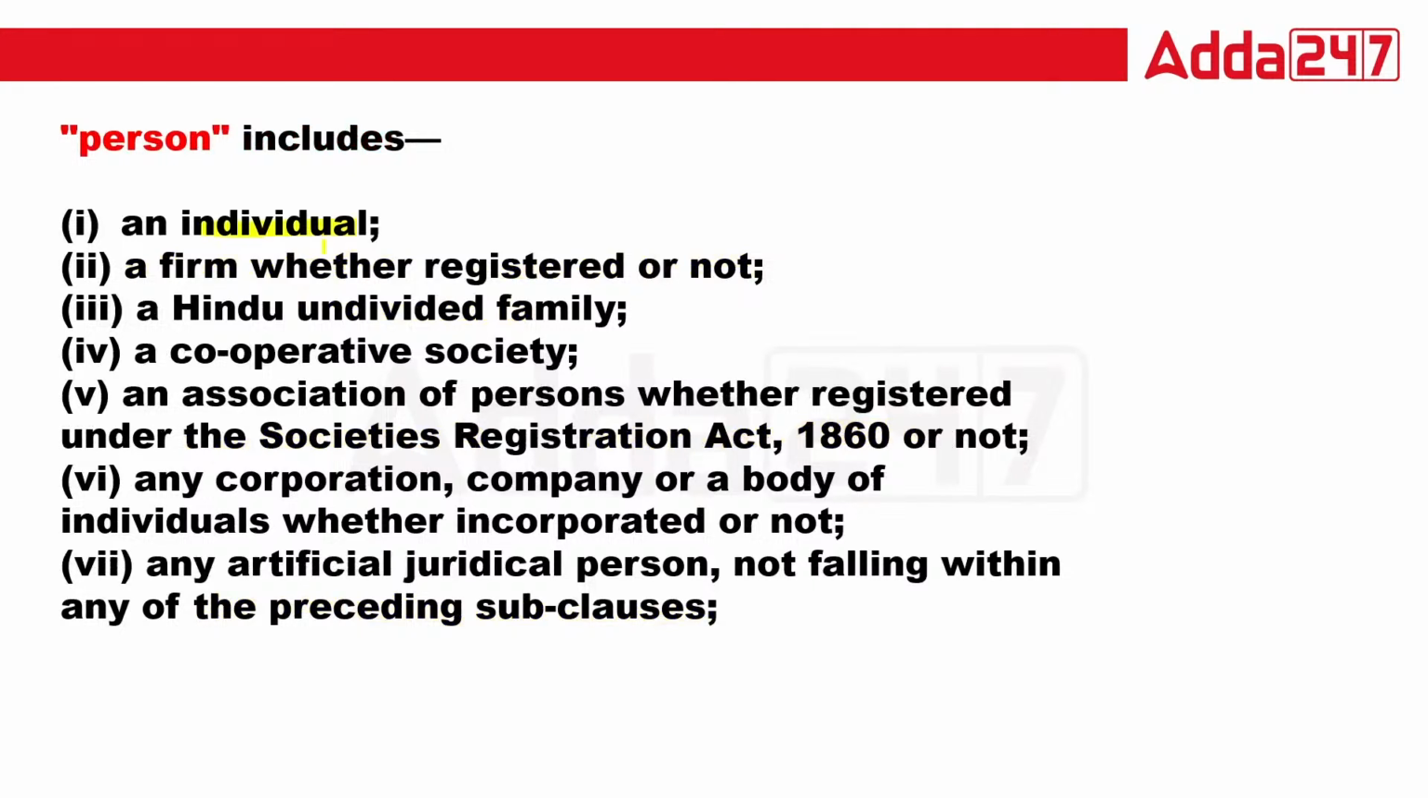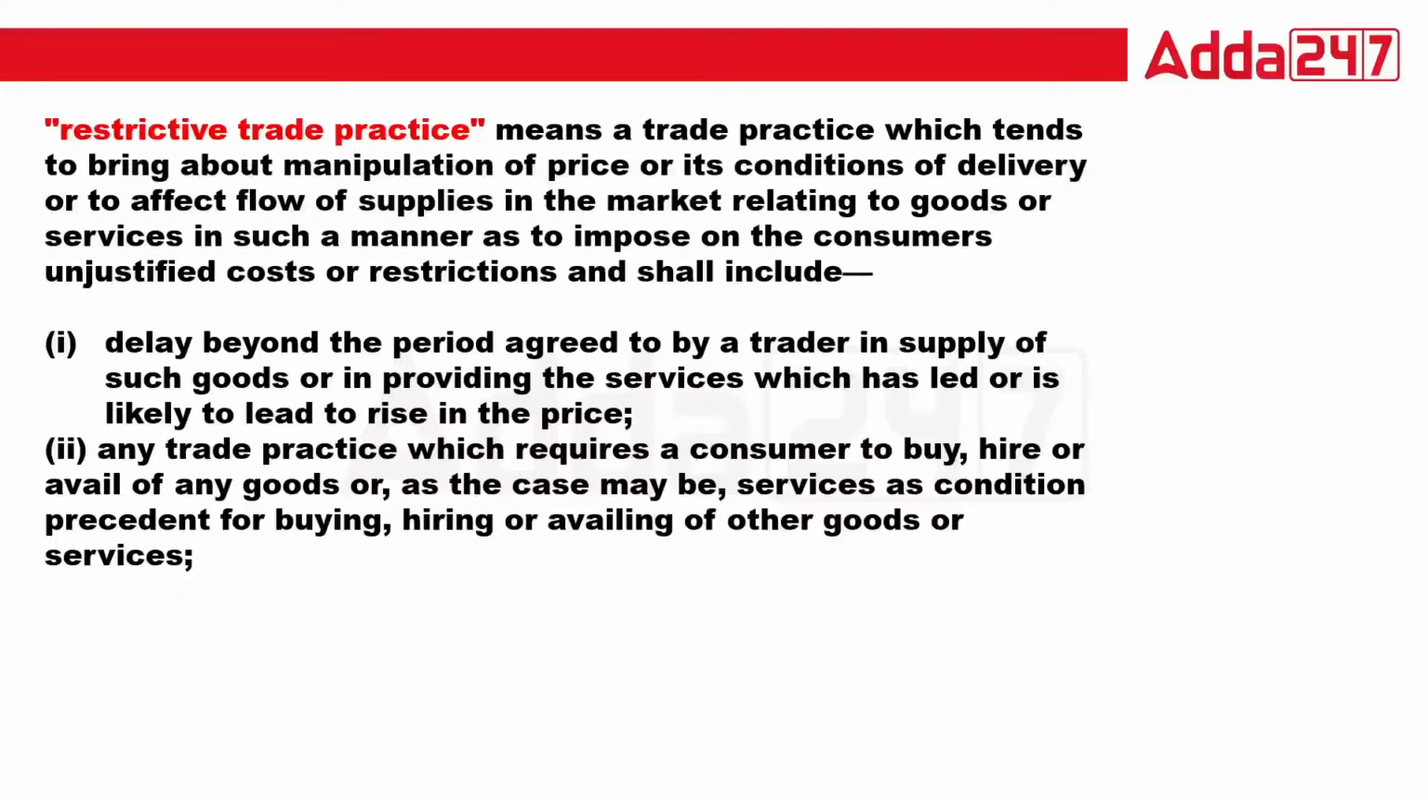Person: any individual, firm, Hindu undivided family, cooperative society, an association of persons, any corporation, any artificial juridical person. So these are the things that are included in the definition of the term person. That's it. Restrictive trade practices, that is important. Restrictive, as the name suggests, is a trade practice which tends to bring about manipulation of the price. So whenever this question comes, you put a tick mark on manipulation of the price. That is called restrictive trade practices.